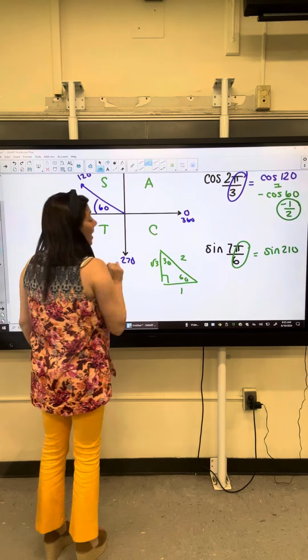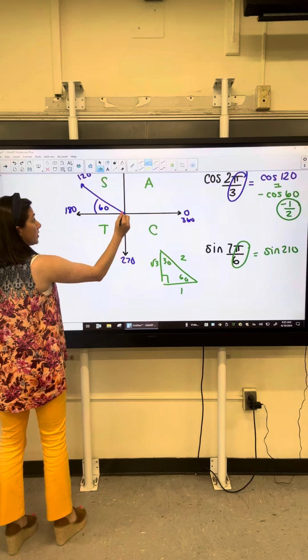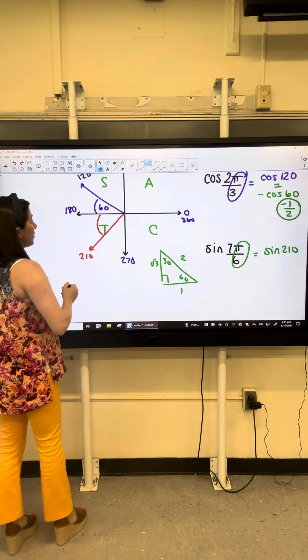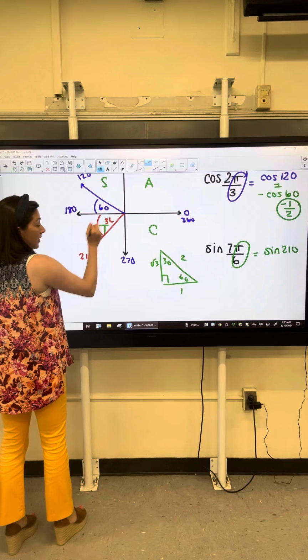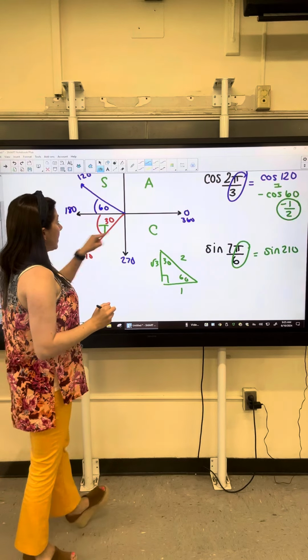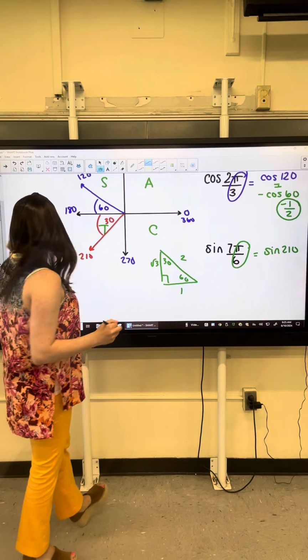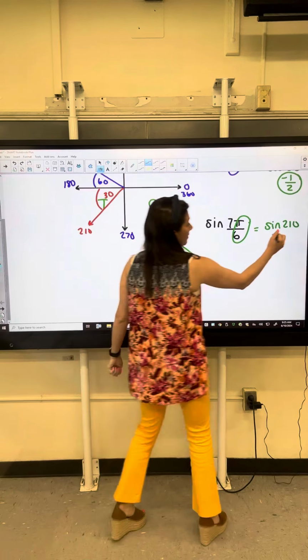So go over to your graph. You find what quadrant 210 is in. It's in this quadrant. You subtract these two to find your reference angle. That's 30. All Students Take Calculus. Sine is negative in this quadrant. So the sine of 210 is going to be equal to negative sine of 30.